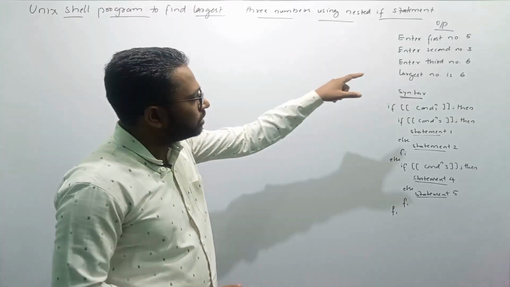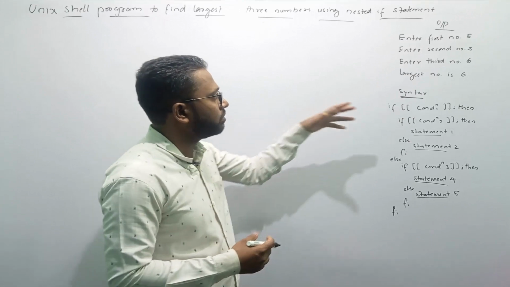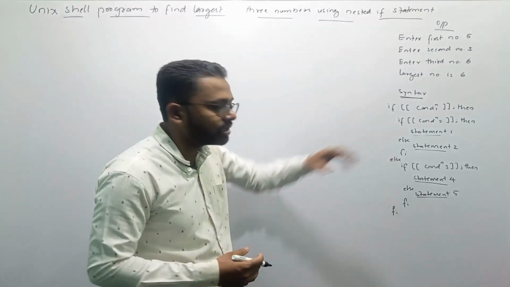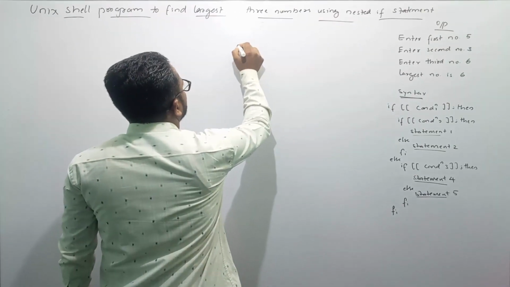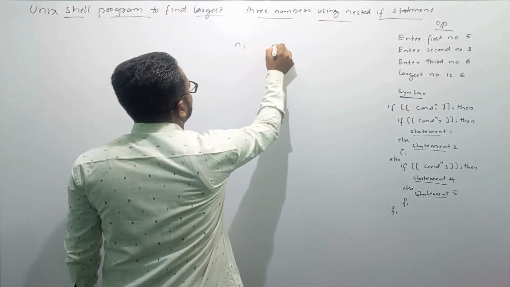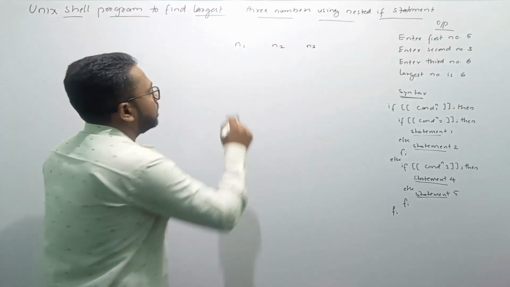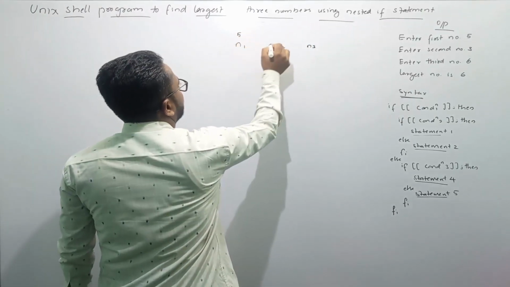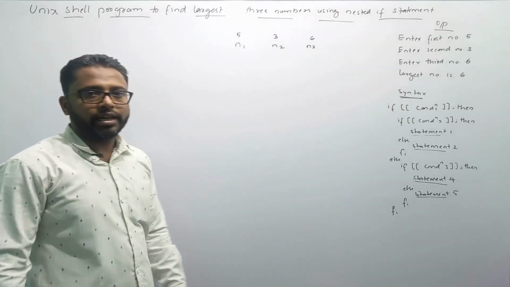Now I will take those three numbers and discuss how we can find out the largest number out of those three numbers by following this syntax. First I will consider three variables, let us say n1, n2 and n3. 5 gets stored inside n1, 3 gets stored inside n2, 6 gets stored inside n3.